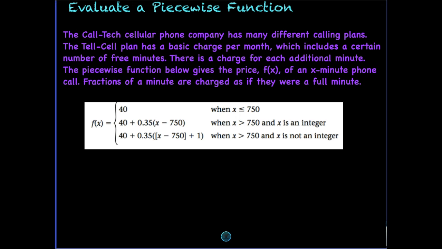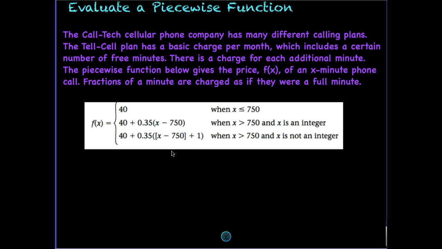All right, let's get started with our first scenario. In this scenario, we have a phone company that has many different calling plans. They have a basic charge per month, which includes a number of free minutes, and that's pretty typical. Then there's a charge for each additional minute. This piecewise function below gives you the price, represented by y, or f of x, of an x minute plan. So x represents the number of minutes. Fractions of a minute are charged as if they were a full minute. So if you go over by 30 seconds, then you're charged as if you had a full minute, and that's what this bottom one is.